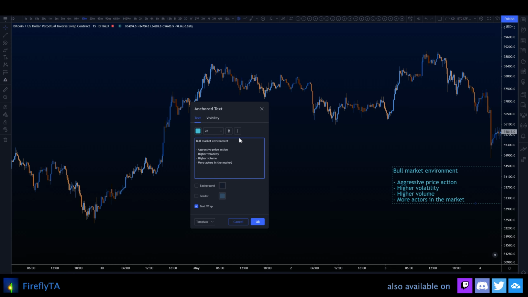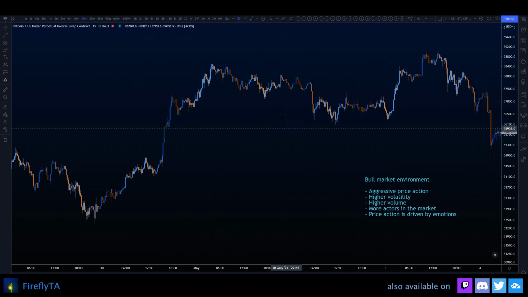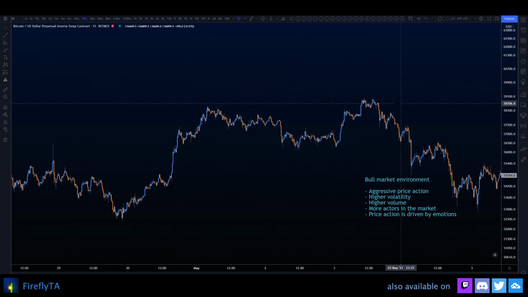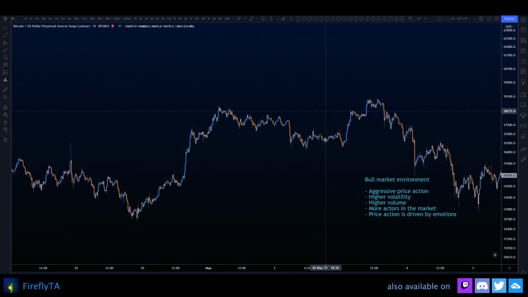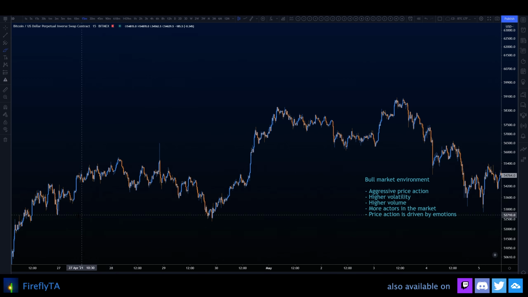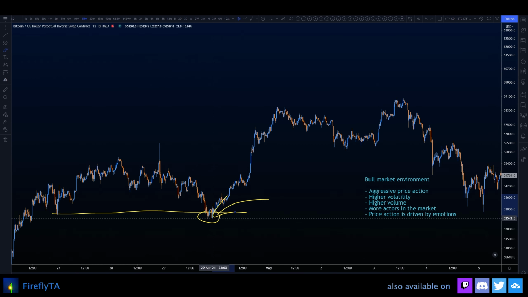So in a bull market environment, more people come in and join the game, and price action becomes more emotion based. So price action in bull market environments is driven by emotions. You have all of these newcomers to the market. You have a lot of big players in the market. And for example, when you see that this low is being violated over here, a lot of people sell into this because they see the low is broken. They experience fear and they sell into this.